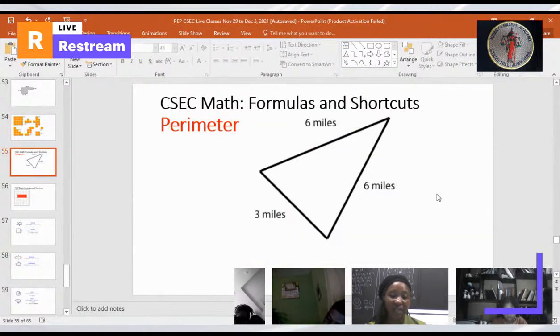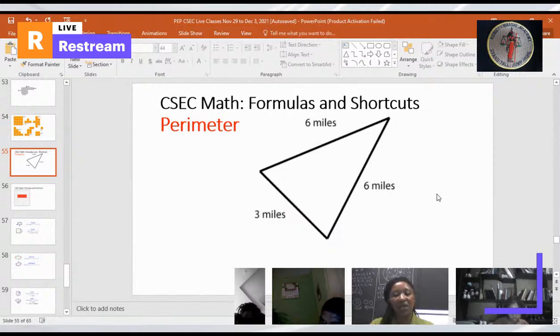So, for example, for this triangle, and by the way, what kind of triangle is it? Isosceles. How do we know it's an isosceles triangle? Miss, because there are two equal sides and two equal angles and one that is not equal. All right. So what would be the perimeter of that triangle? 15 miles. So 6 plus 6 plus 3, right? Yes, 15. And remember to give our units.